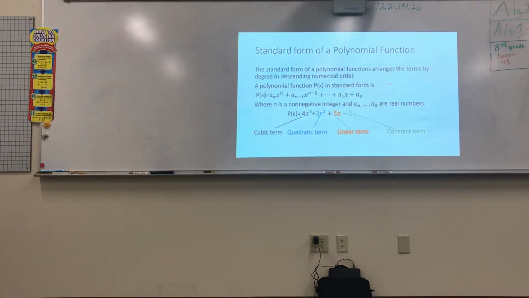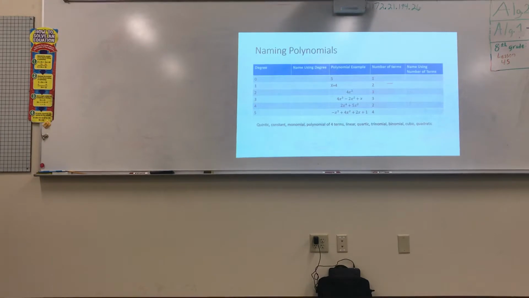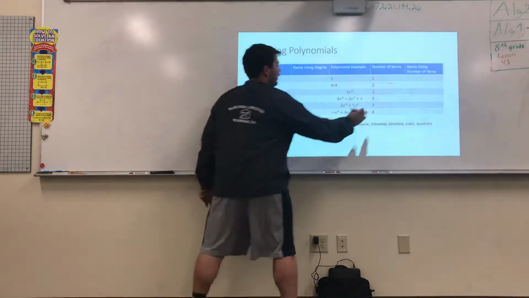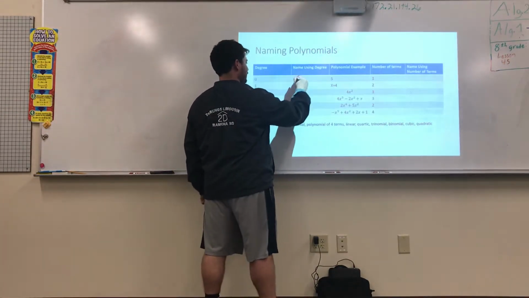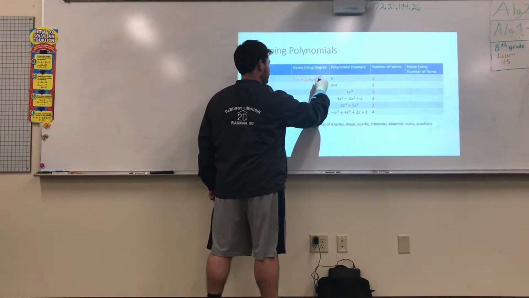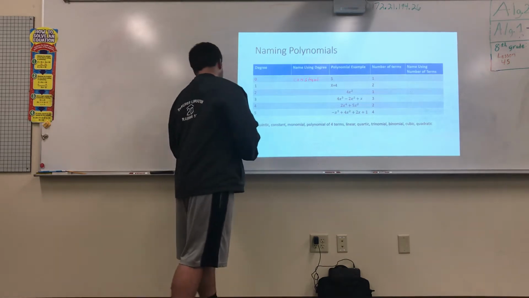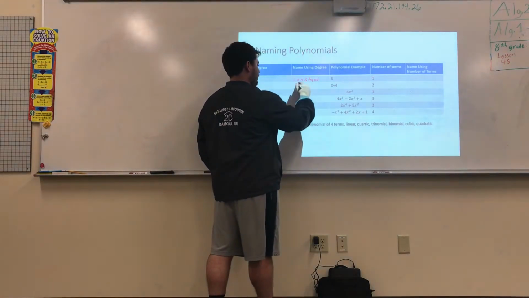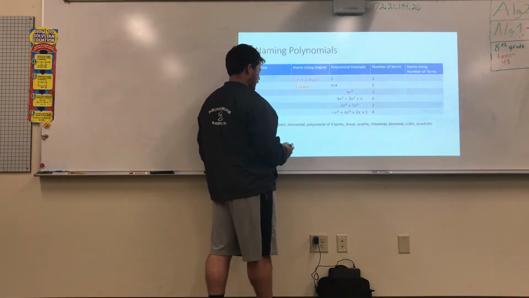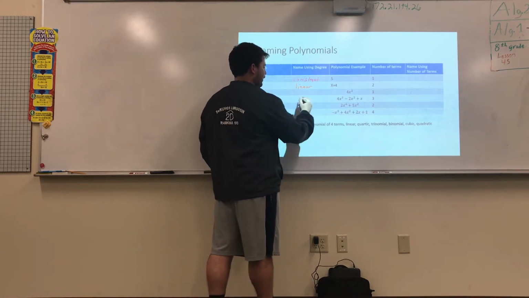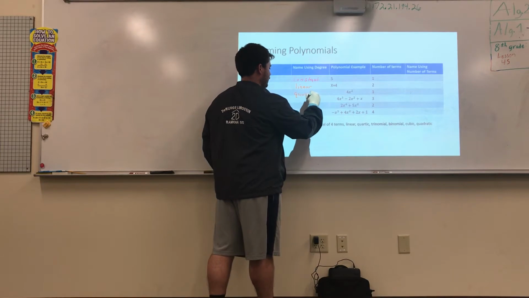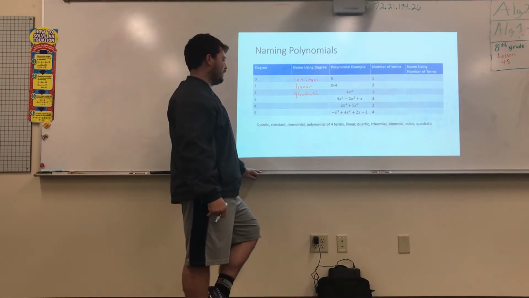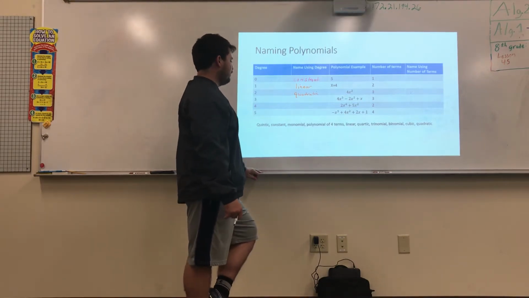Now, we have a chart we have to fill out here. Alright, degree. The first one, we just got done talking about it. If there is no power, it is going to be constant. Alright. If it is going to be x plus 4, that would be linear. Okay. If it is going to be the second power, that is going to be quadratic. Kind of like the quadratic formula. Usually when you have x to the second is when you use the quadratic formula. So that is going to be quadratic.